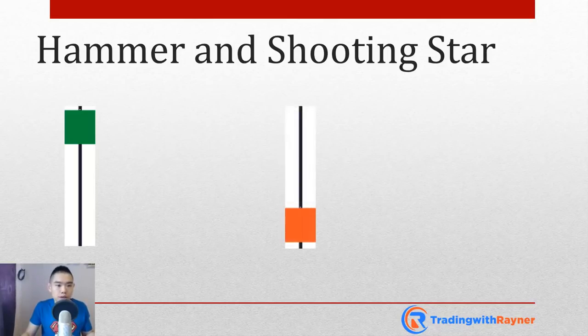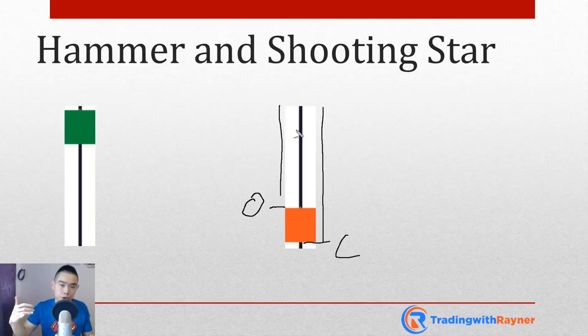On the other hand, the shooting star is just the opposite. It's showing you rejection of higher prices. If you look at this, the price opened here. Buyers took charge, pushed the price up higher. But then sellers suddenly came in and pushed the price down. Maybe they think that the price is too high and it can't go any higher. They short the market, and the market collapsed lower, finally closing near the lows. So this is a rejection of higher prices. These two patterns, again, are used to help you identify market reversals.